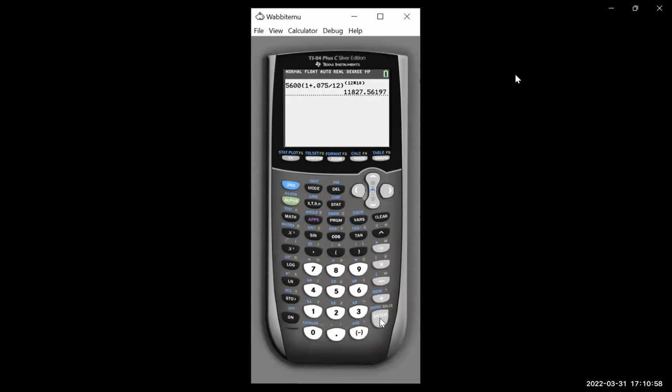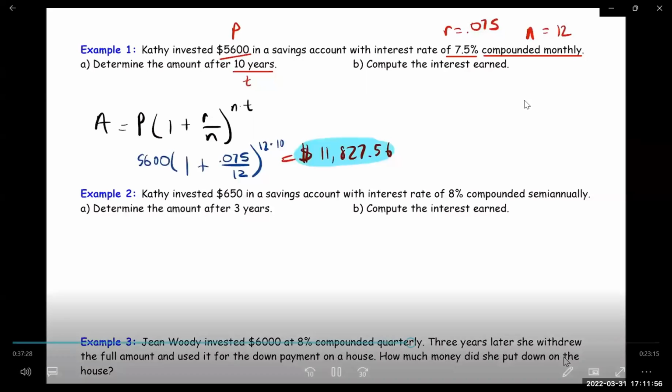So 11,827 and 56 cents. All right, so that was a good investment. They started off with $5,600, and after 10 years, with the interest rate of 7.5% compounded monthly, they ended up with $11,827. So I think that's more than double. Yeah, a little bit more than double. So that's pretty good. So hopefully you guys are getting the same thing on your calculators. All right, so now we can answer this question.